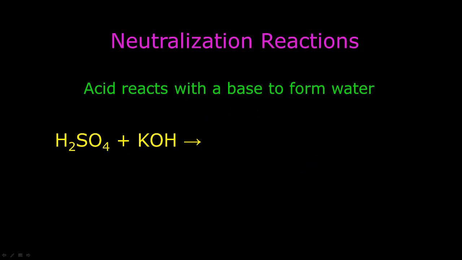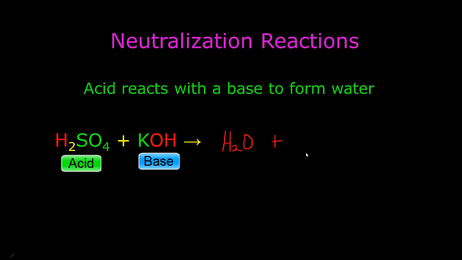So let's do an example here. H2SO4 plus KOH. H2SO4 is an acid and our KOH is a base. So I know we're going to form water because it's an acid-base reaction. H2O plus, I know, is a salt. So it's the metal, which is K, SO4. Okay, now this matters because we need to do our crisscross.